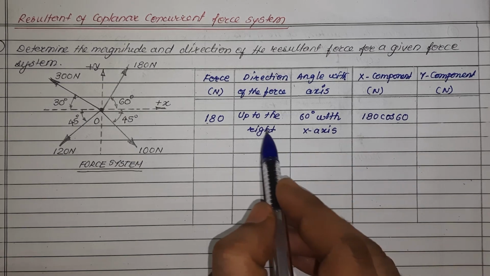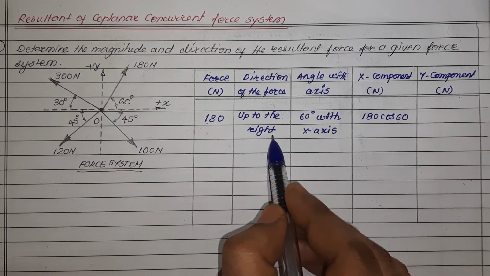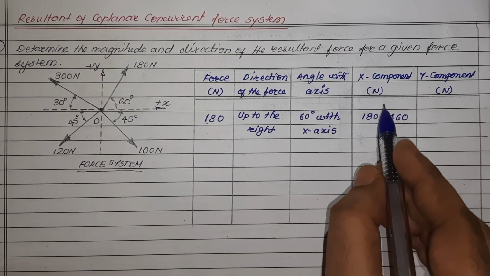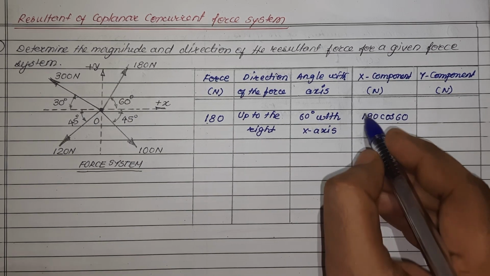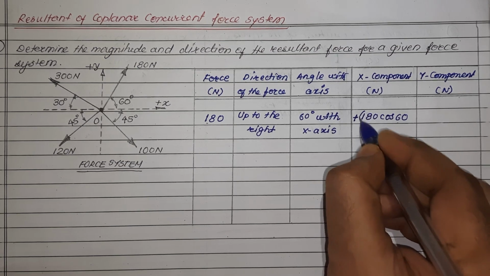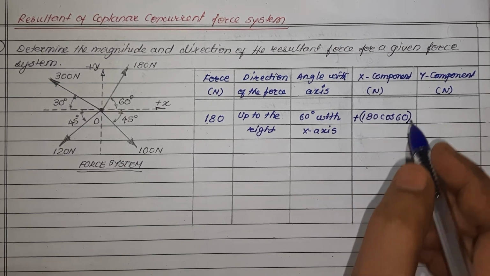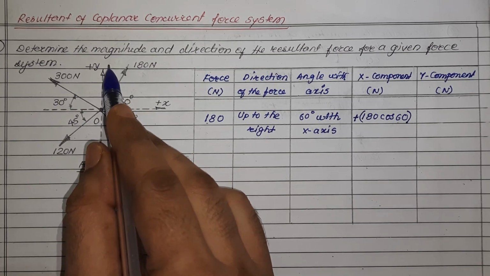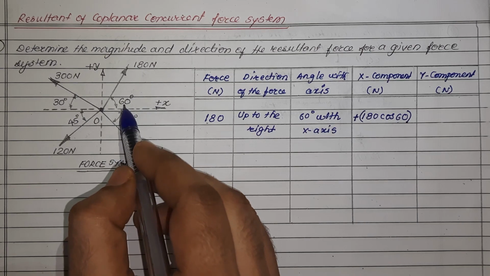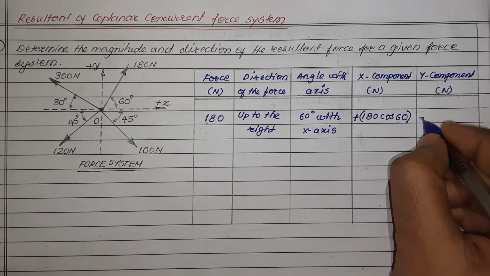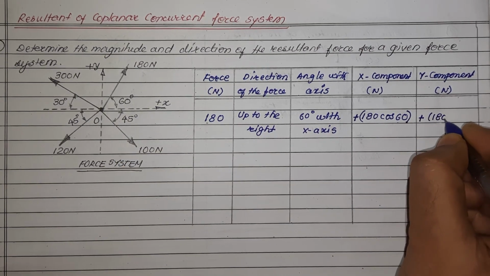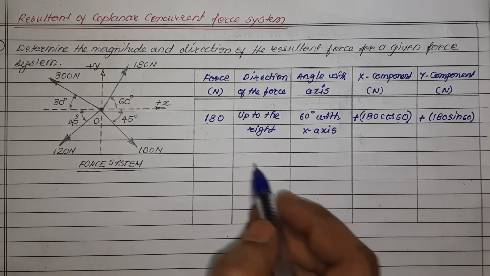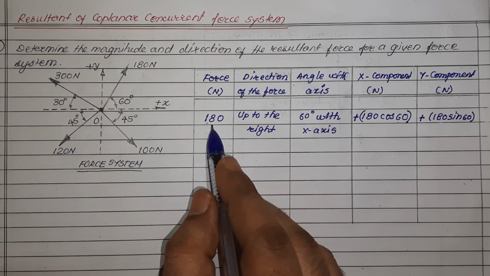Here, the force is acting up to the right. Right means it will be horizontally rightward in the positive x direction. Hence, 180 cos 60, this component will be a positive component. As far as the y component is concerned, the y component of this force is upward, which will be 180 sin 60. Hence, it is going to be positive 180 sin 60. So, these are the details related to the first force, 180 Newton.